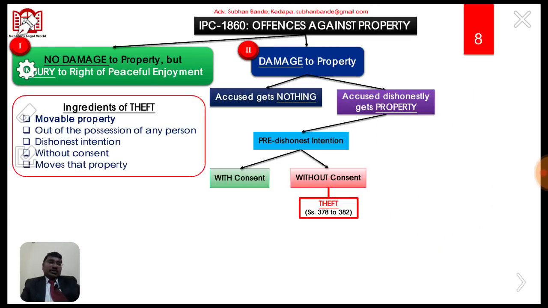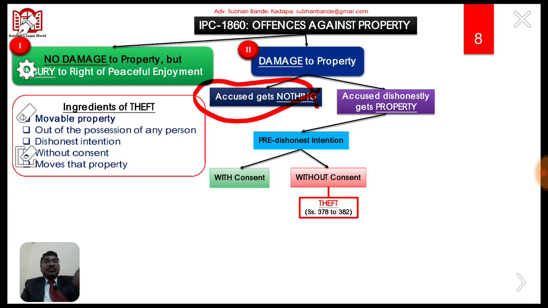Friends, coming to the next subcategory under damage to property, that is, here the accused gets nothing. If the accused gets nothing, it is said to be mischief. Here the accused dishonestly gets the property. The accused causes damage to the property. The owner of the property gets damaged.